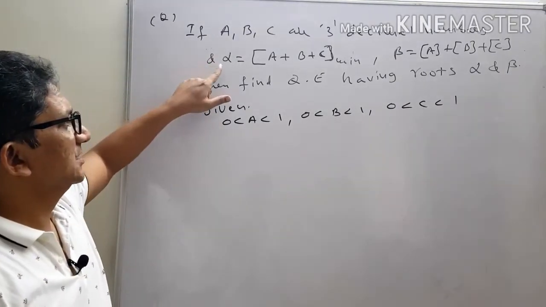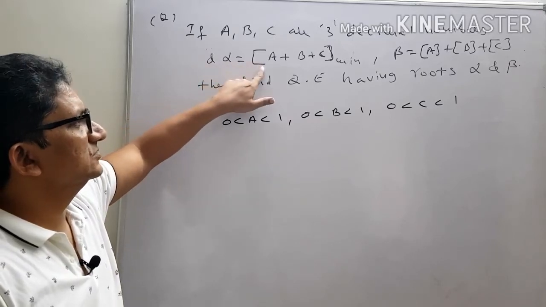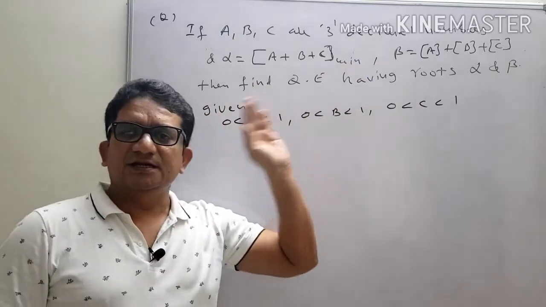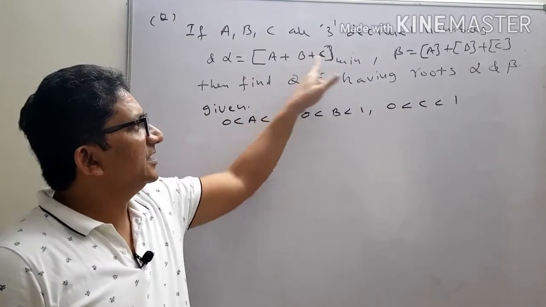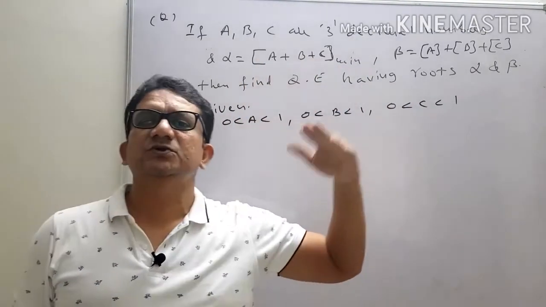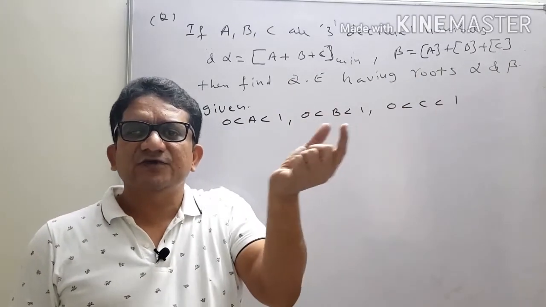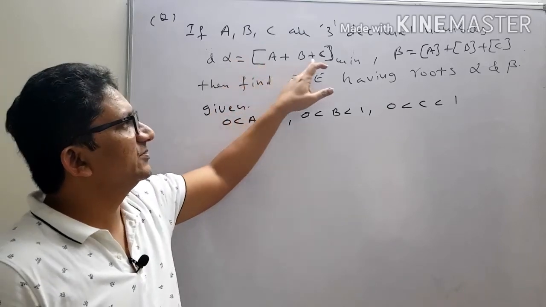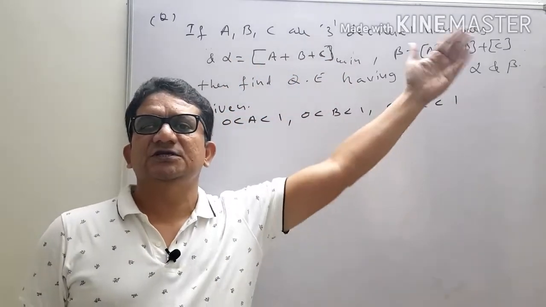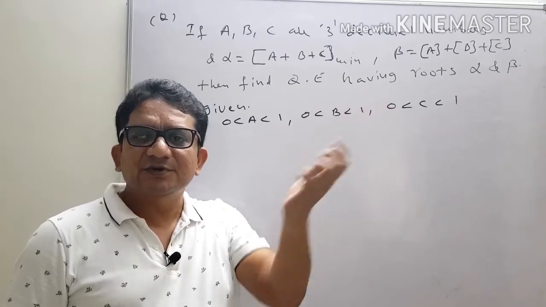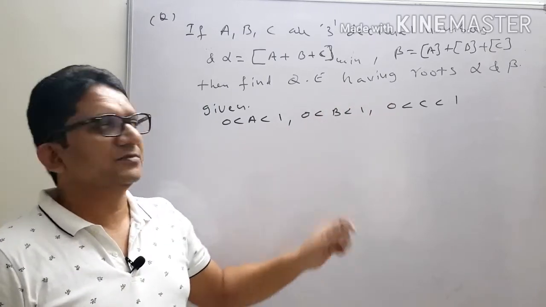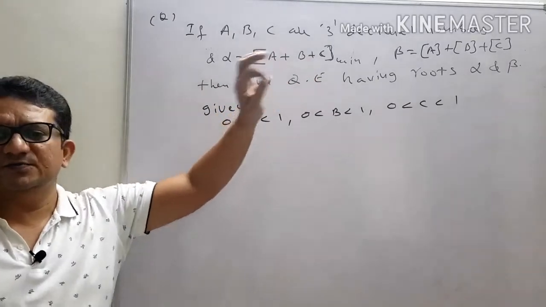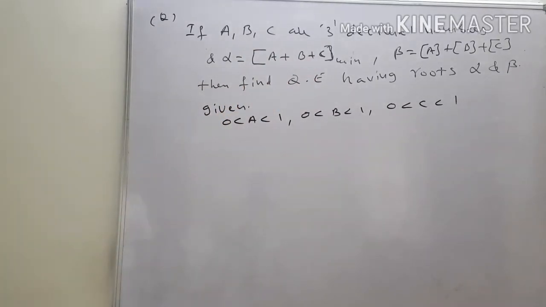Next, alpha is equal to [a plus b plus c] minimum. It indicates that while calculating this, we may get 2 or 3 results, and we need to pick the minimum value. For suppose alpha equals [a plus b plus c], we got 2, 3, 4. In that, the minimum value is 2, that we need to pick. So first aim is we need to find what is [a plus b plus c].